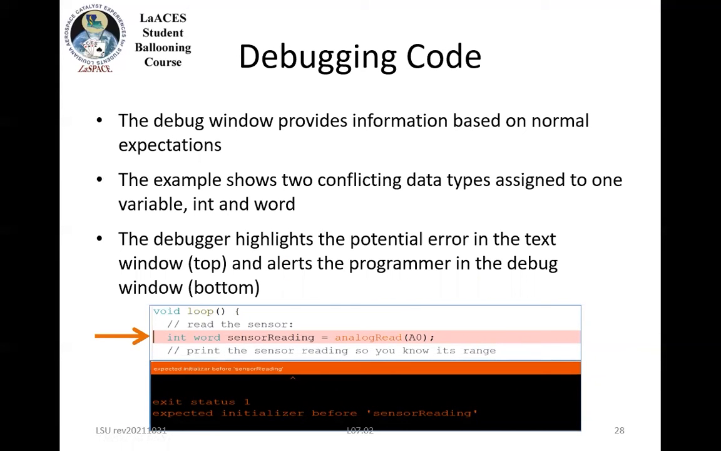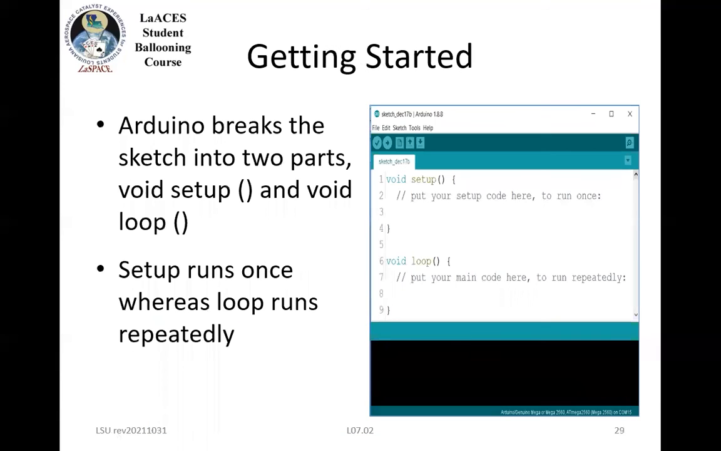The debugger is normally on the very bottom. It's this orange and black section. You can drag it up to make it bigger, but this is where the IDE is going to give you any errors and warnings. So often if something goes wrong, you'll need to drag this up, make it bigger so you can actually read it.